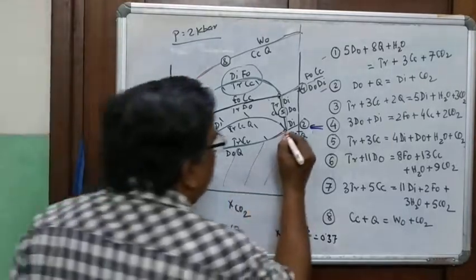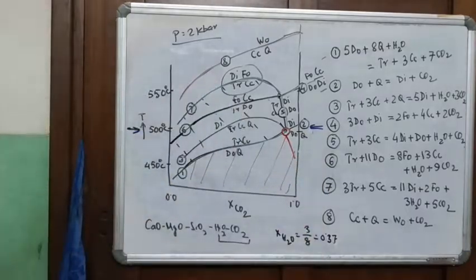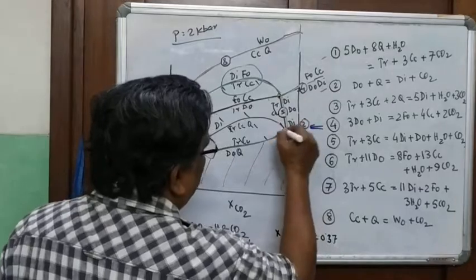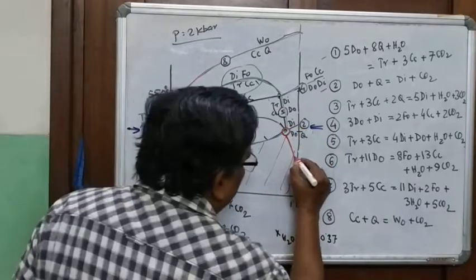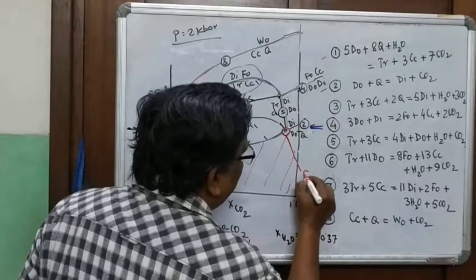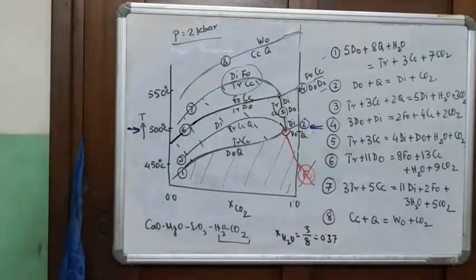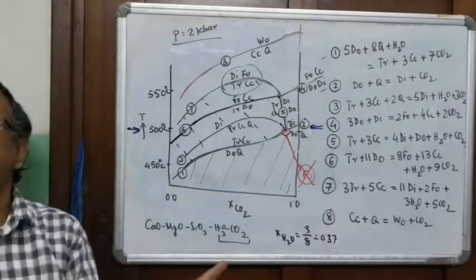There are two important points here. This is one, this is marked. You see in this, all the reactions that you see going in and coming out, all these reactions that you see, they do not involve forsterite. This point is called, there is no forsterite.